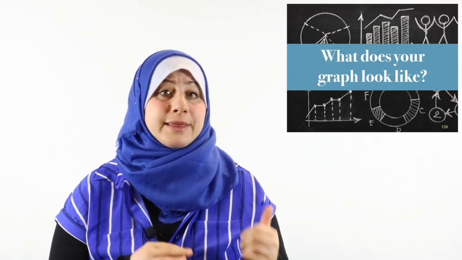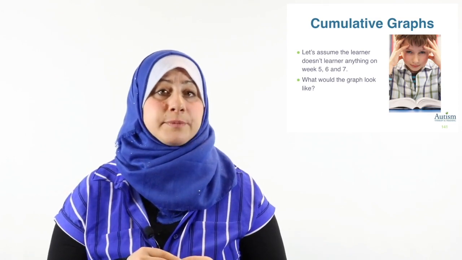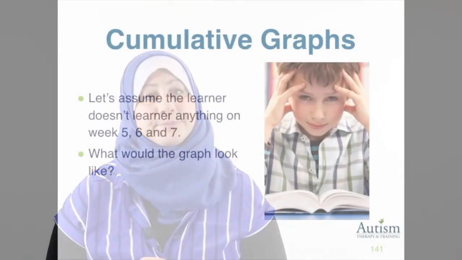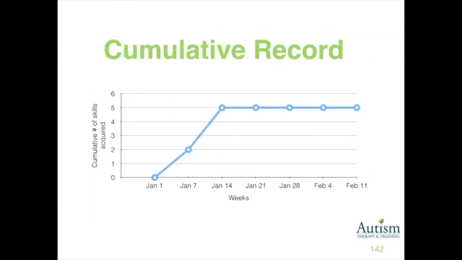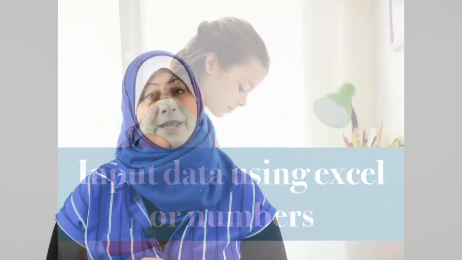If your graph looks like this, then you graphed it correctly. Your graph should not have increased or decreased, but flatlined, as I told you before. Suppose your learner did not gain anything on week 5, 6, and 7. What would your graph look like? It should flatline like this, since no new skills have been acquired.